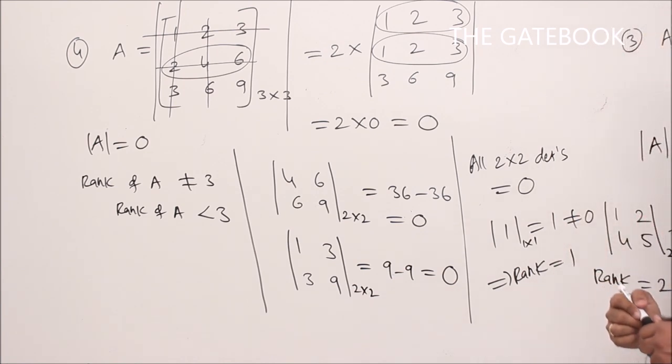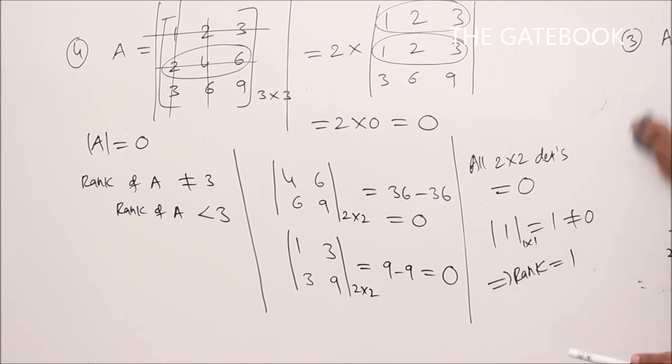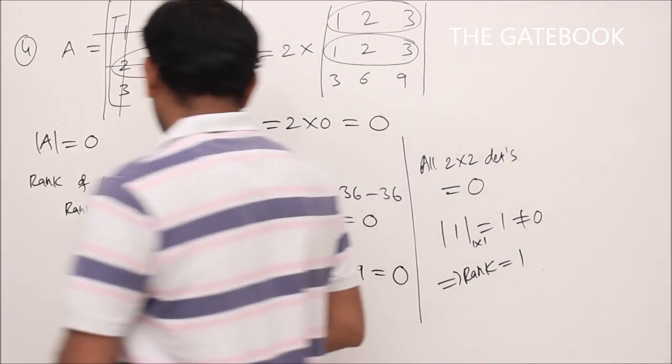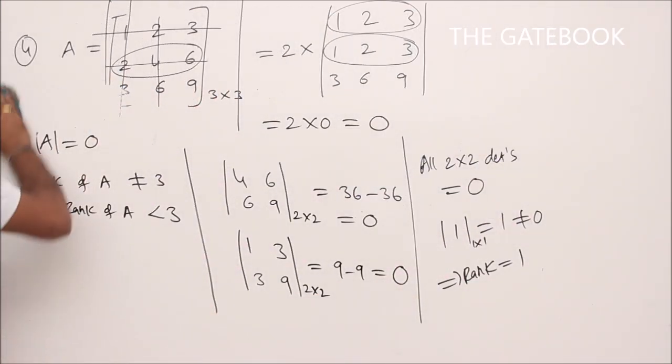So here I can confirm I can give one property. Rank of any non-zero matrix is always greater than or equal to 1. Only rank of null matrix is 0. So finally we got rank of this matrix is 1.